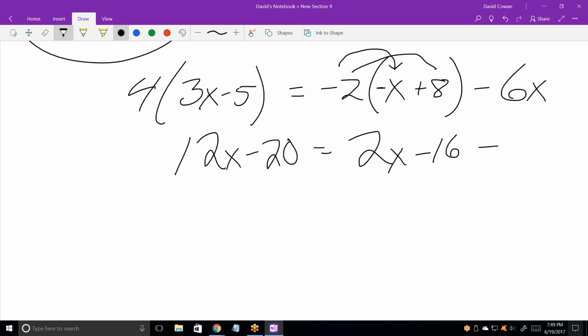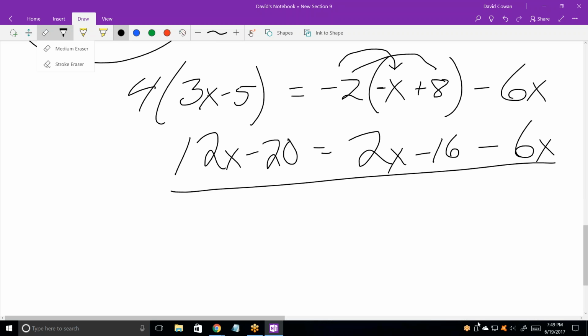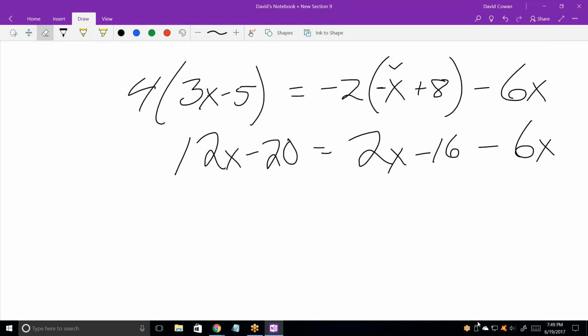And then I still have this minus 6x over there. Okay? So this is a lot simpler than what we started with. This now is the level of the previous problem, where all you have to do is gather like terms, put all your variables on one side, all your numbers on another. So you can do this in as many steps as you want, but what's a next step? You could add 6x to each side. Okay, I'll go for that.